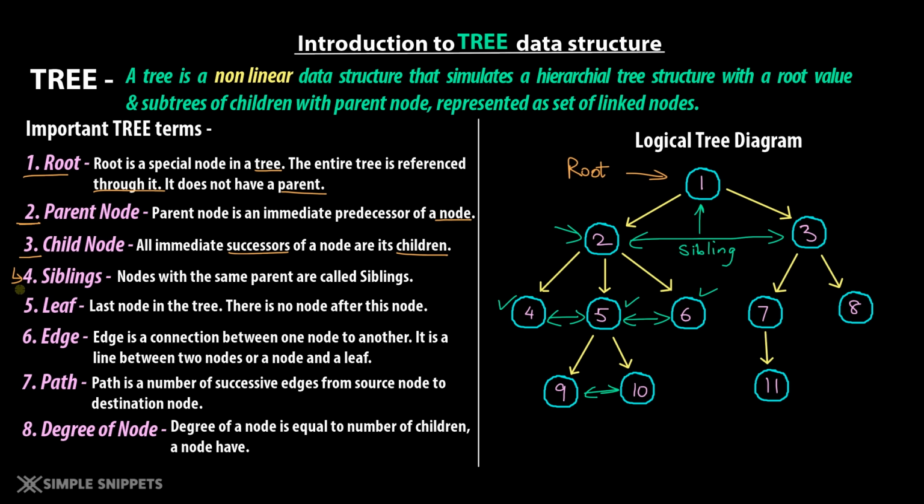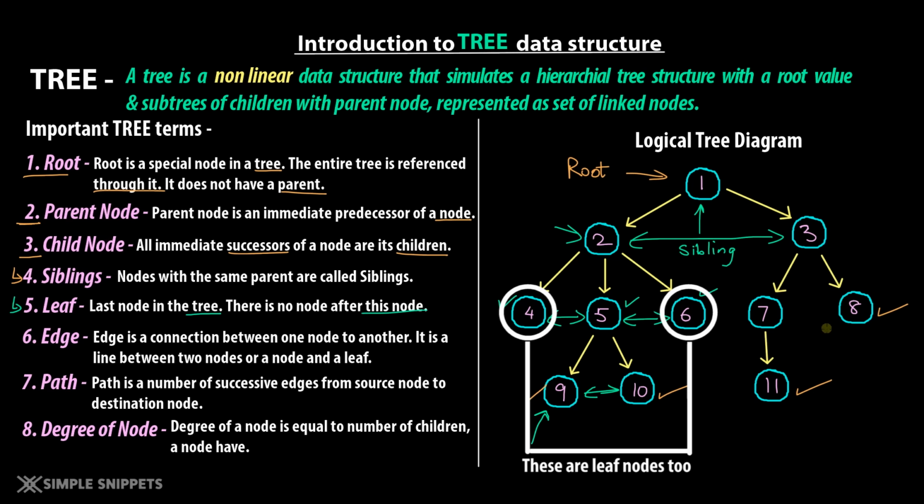Let's move down. We have point number 5, which is leaf. A leaf is the last node in the tree and there is no node after this node. So at the bottom is where we will find the leaf nodes. Over here that would be node 9, node 10, node 11, and also at this level we have node 8, because all these nodes do not have any node below them. Is 9 linked or pointing to any other node? No. Is 10 pointing to any other node? No. Is 11 pointing to any node? No. And 8 is also not pointing to any node, which makes them leaf nodes.